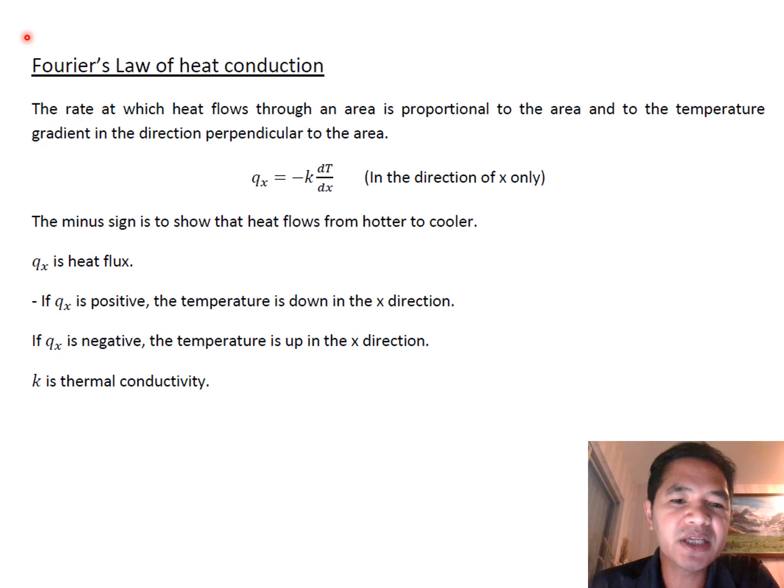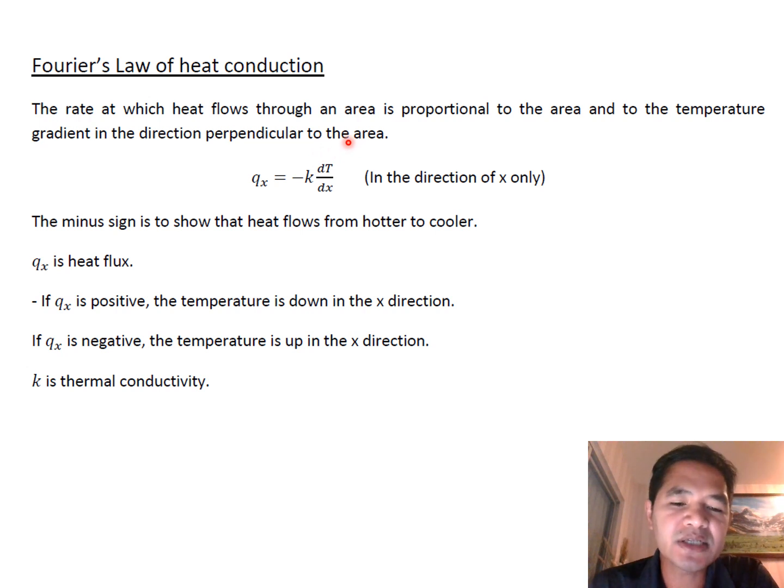Now let's do a mini review of Fourier's law of heat conduction. If you remember, Fourier's law says q_x equals minus k dT over dx. q_x is the heat flux. The heat flux means the rate at which heat flows through an area is proportional to the area and to the temperature gradient in the direction perpendicular to that area.